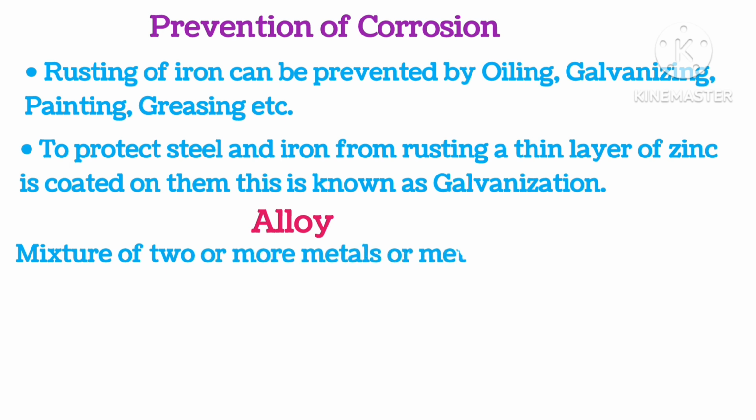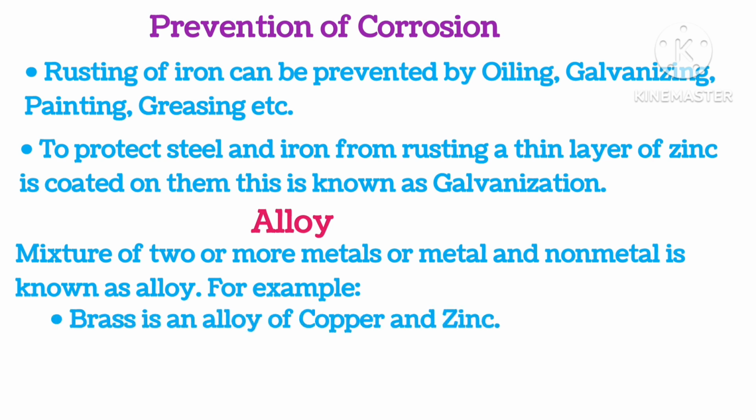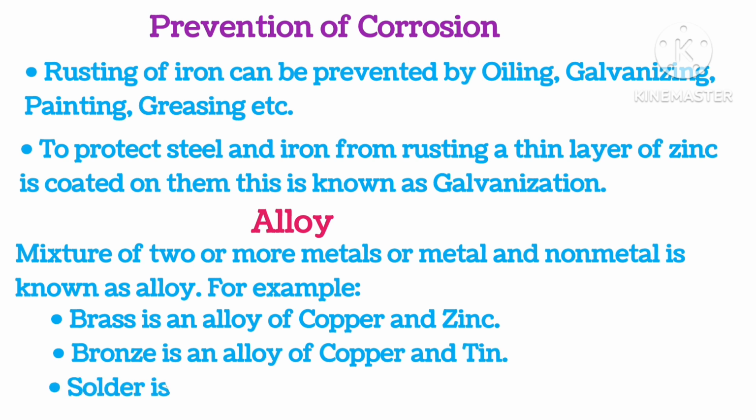Alloy. Mixture of two or more metals or metals and non-metal is known as alloy. Example is brass is an alloy of copper and zinc, bronze is an alloy of copper and tin, and solder is an alloy of lead and tin.